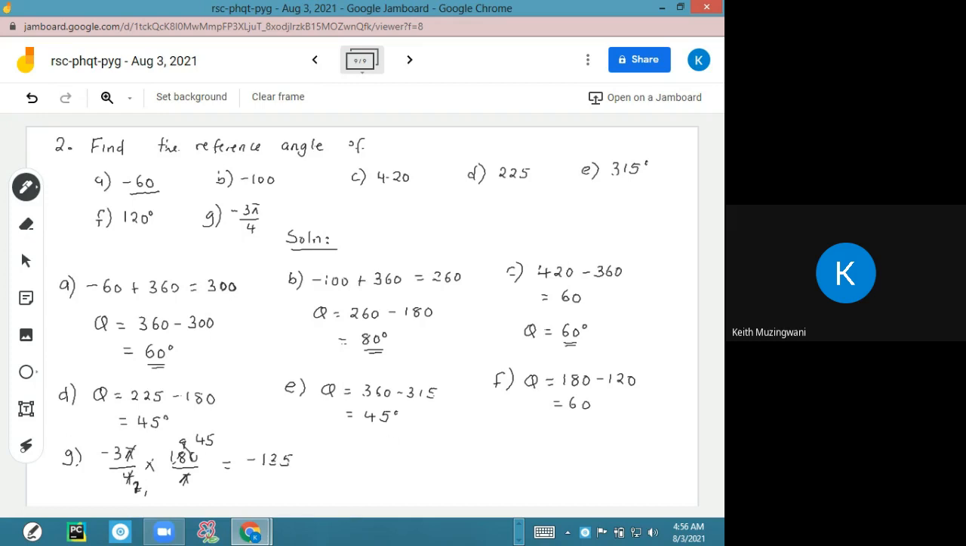So this is the angle that we're dealing with. It's negative, so we add 360 in search of its coterminal angle. So we get 225. The reference angle of 225 has been found somewhere here. It is 45. So theta is 45.